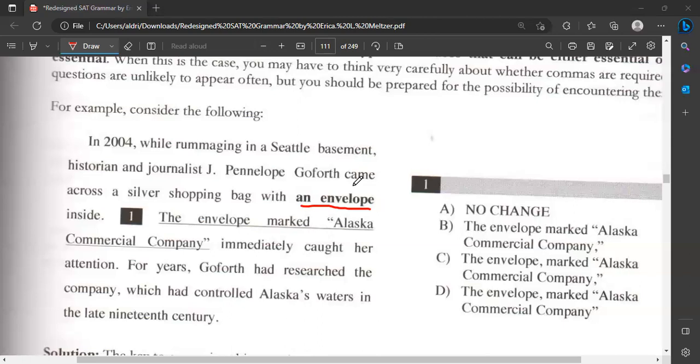Exactly. So the part that comes after the envelope is just describing which particular envelope by saying it's marked Alaska and everything. But yeah, I agree. The answer is C. So that's the reason why the answer is C. Do you guys remember? Okay, we'll go back, so I hope you guys will remember the explanation that Audin just gave us, and that's what I was looking for.